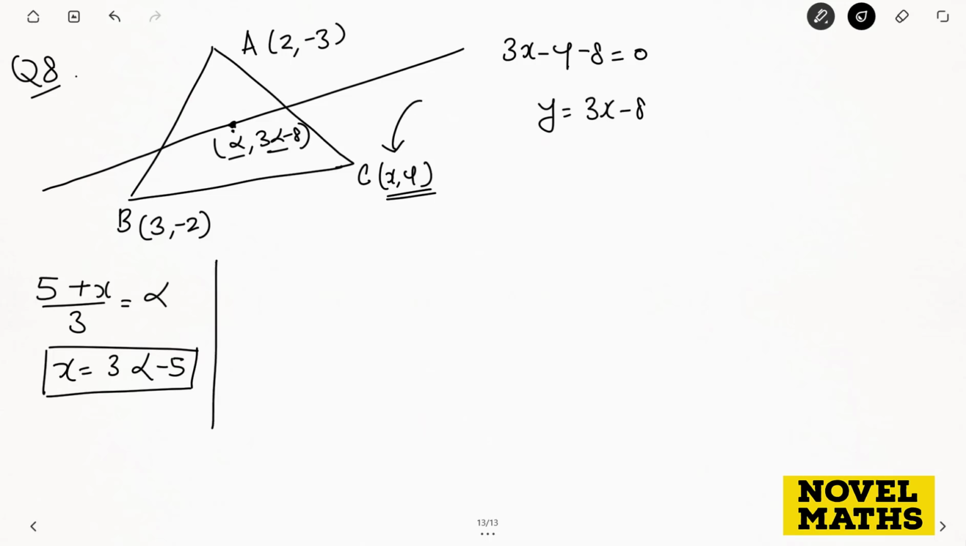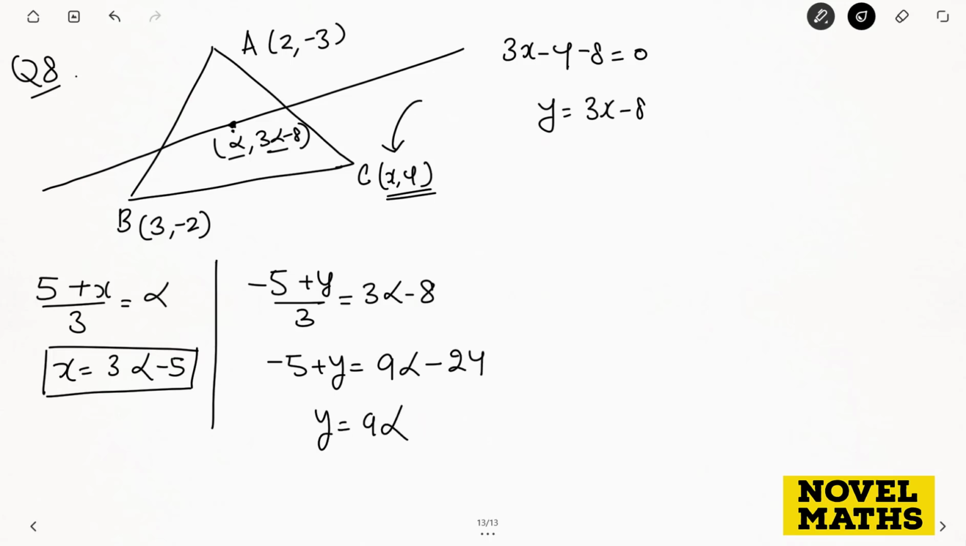For this one will be negative 3, negative 2. I'm just adding all values. Negative 5 plus y over 3 is 3 alpha minus 8. Negative 5 plus y is 9 alpha minus 24. Y is 9 alpha. 24 plus 9 is what? 9 alpha minus 19. So now we know all 3 points: 3 alpha minus 5, 9 alpha minus 19.